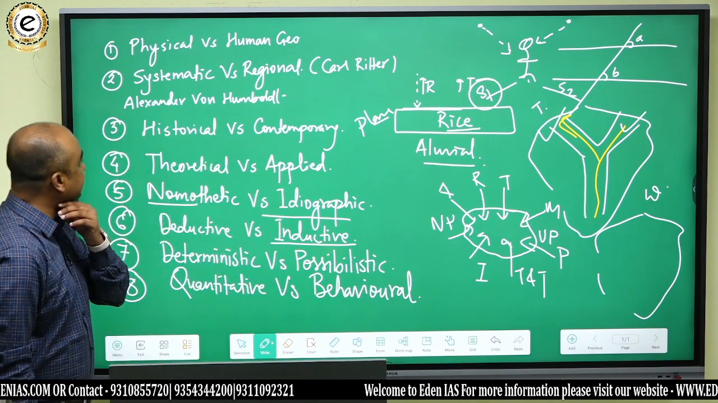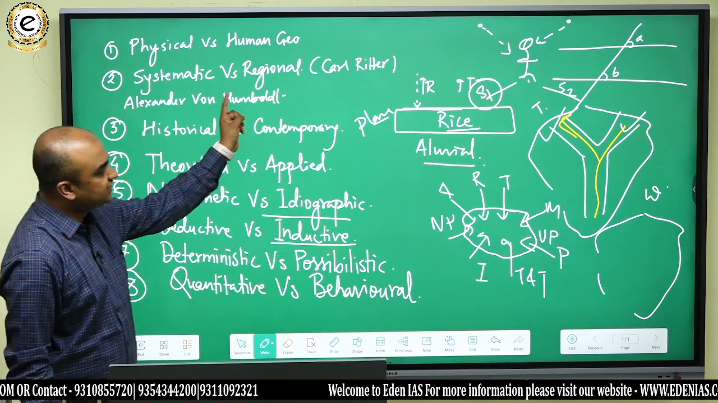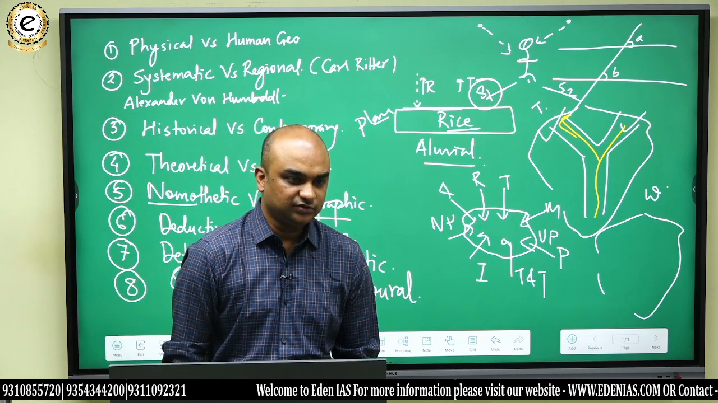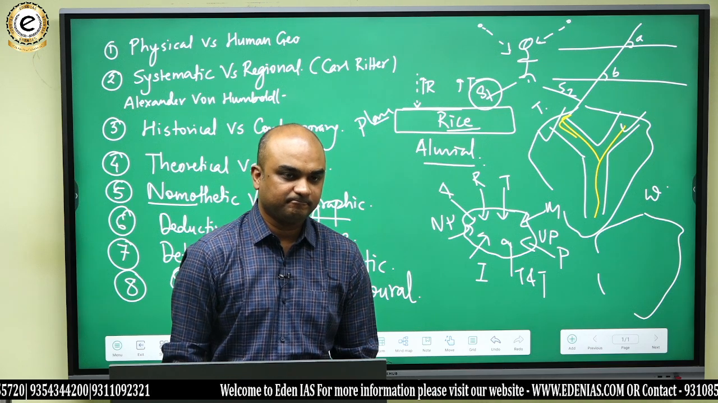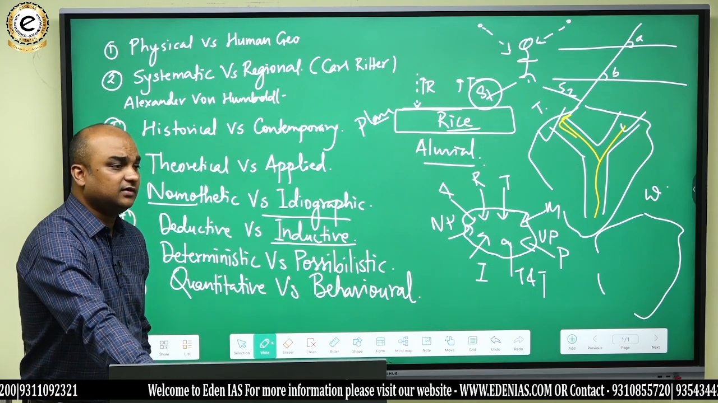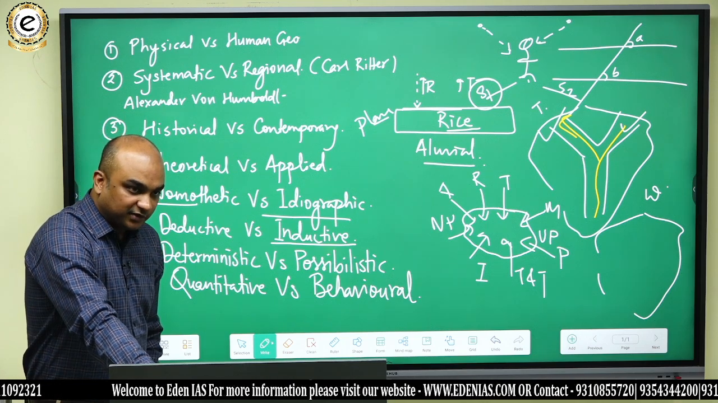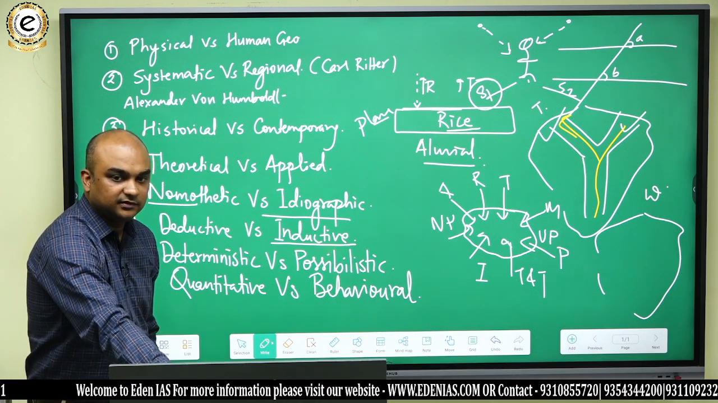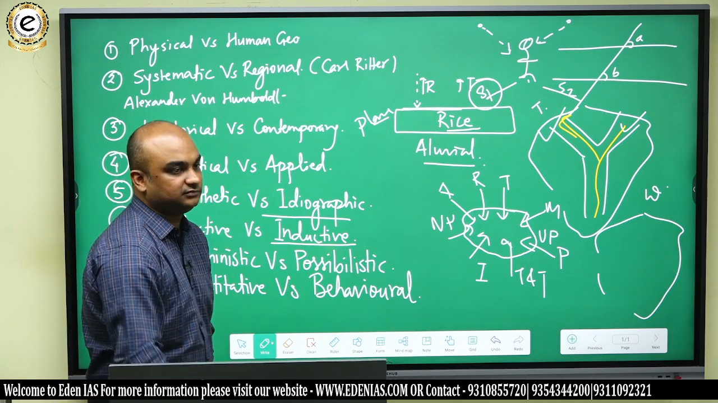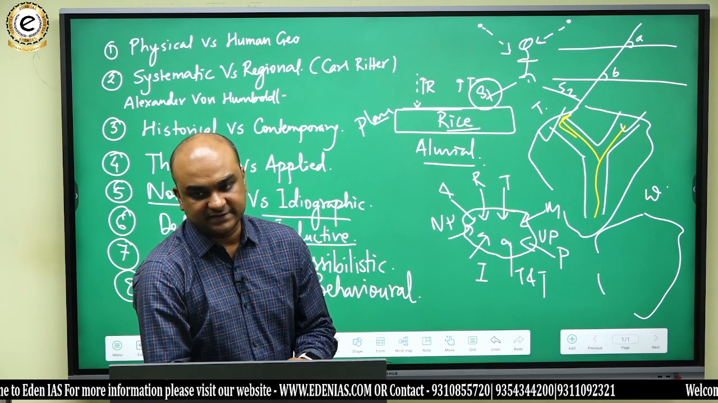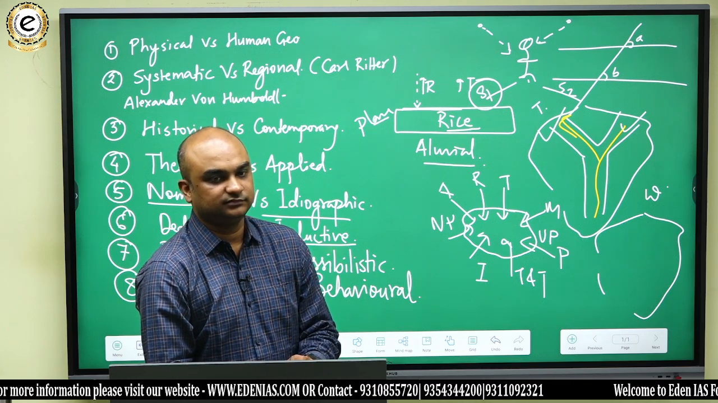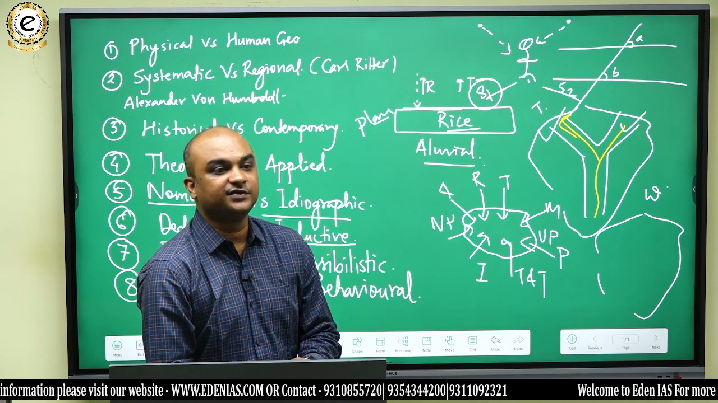दूसरे पे आ जाओ. Second, you write systematic versus regional geography. Now under this you write, in systematic geography we study one geographical variable across regions.